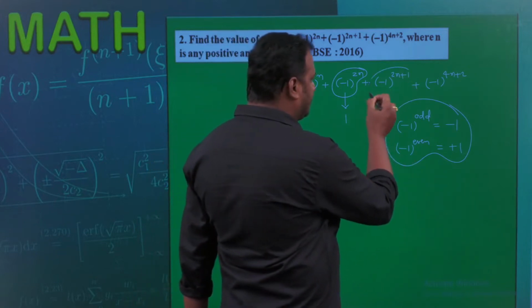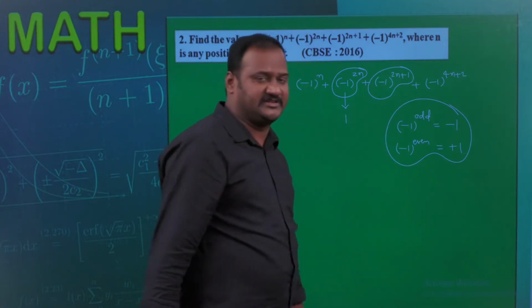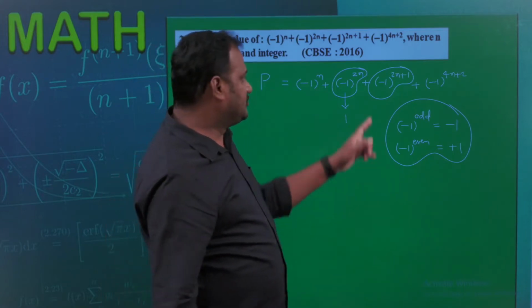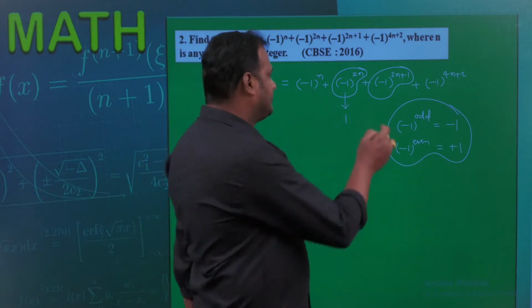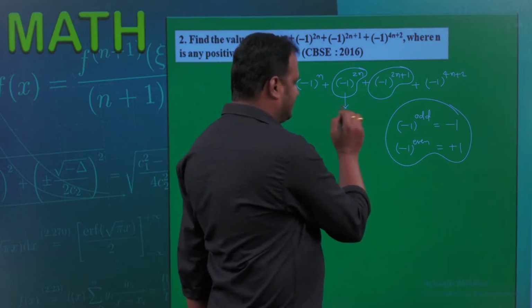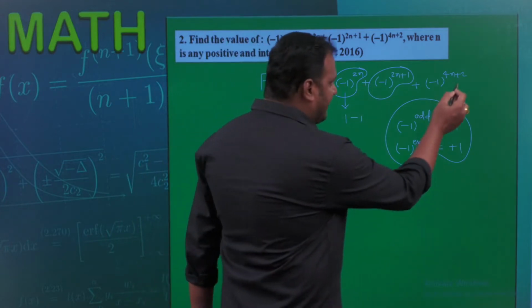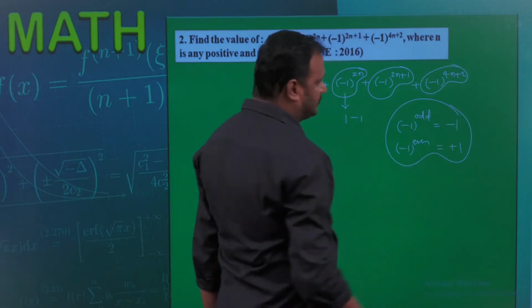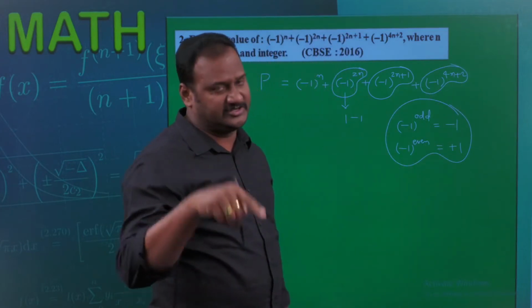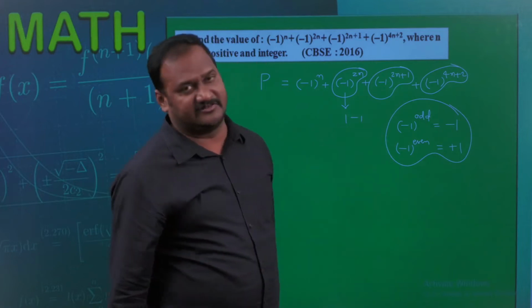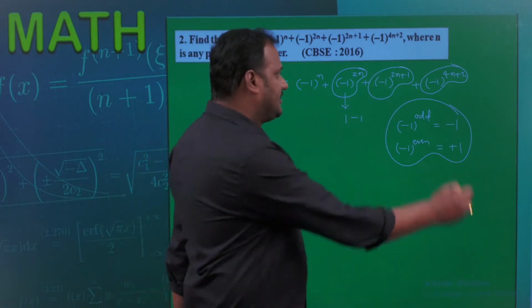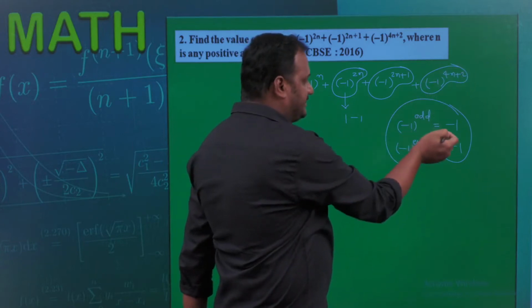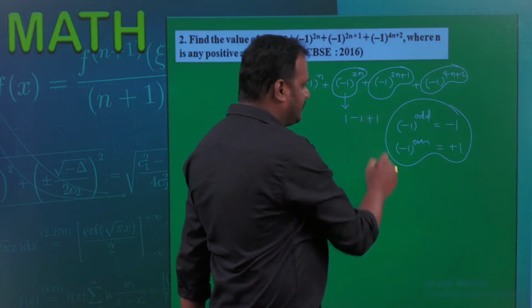Minus 1 to the power of 2n plus 1. 2n plus 1 is again an odd number. So, minus 1 to the power of an odd number is going to be minus 1. So, minus 1 into plus 1 is equal to minus 1. Again, minus 1 to the power of 4n plus 2. 4n is an even number, 2 is also an even number. Even plus even is even. So, minus 1 to the power of even is always equal to positive 1.